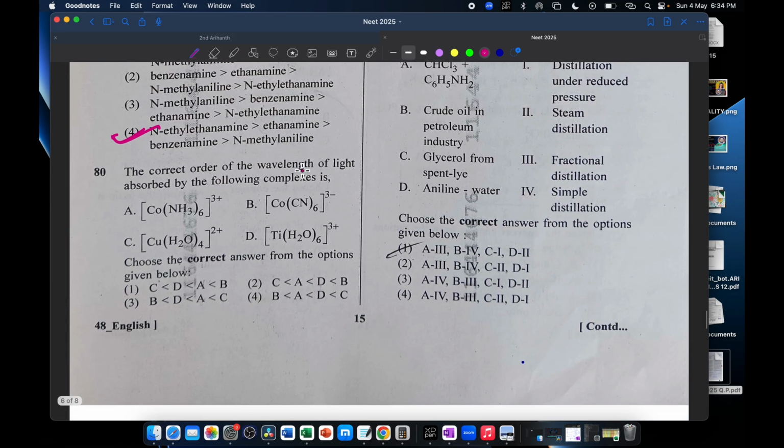The next one, correct order of wavelength of light absorbed by the following is. So it is directly ligand field strength. So strongest ligand among all these is cyanide, and energy is more. So how will wavelength be? Least, right? So it should be least. B is least in two options. So whether C is in the right place, A is ammonia. So the answer is 4.